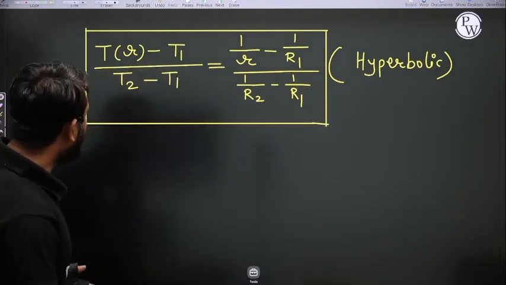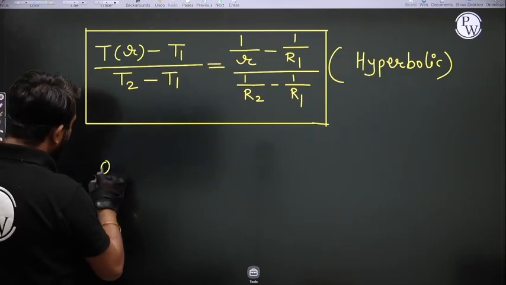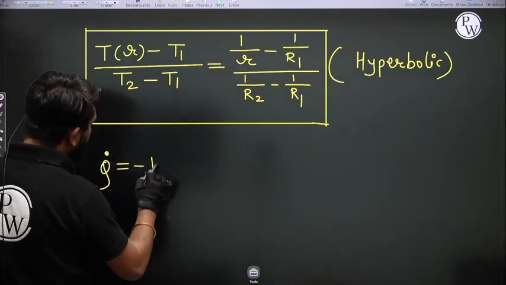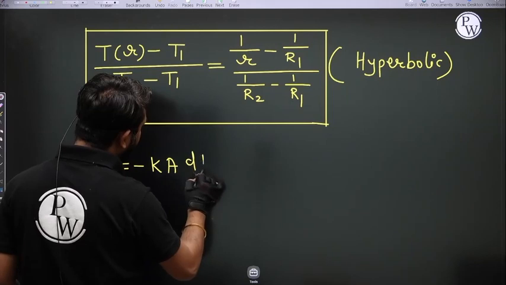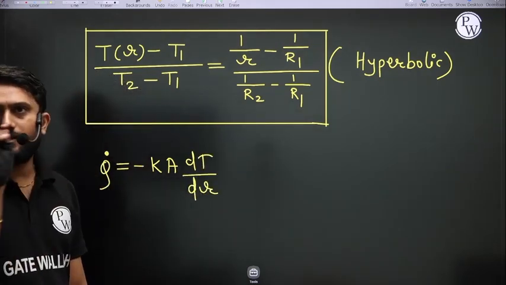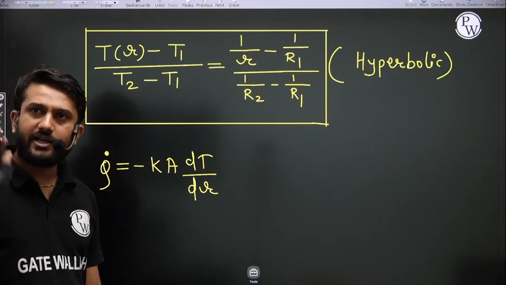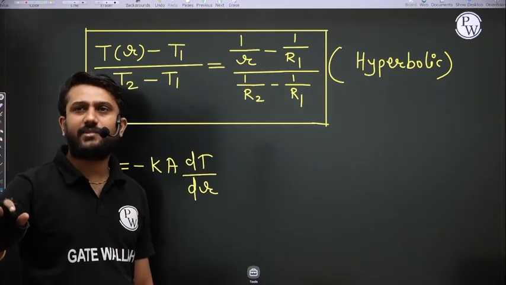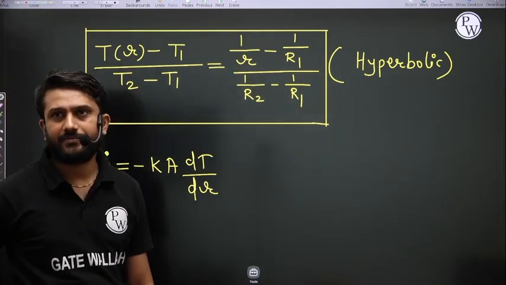If you apply the Fourier law of heat conduction, q dot is equal to minus K A dT by dr. I directly apply it and I'm not showing the small elemental area, because I already told you that it is exactly same as the hollow cylinder.